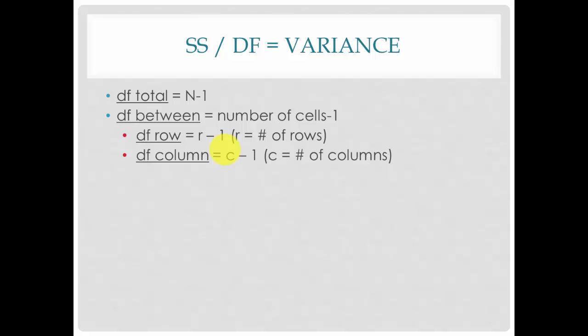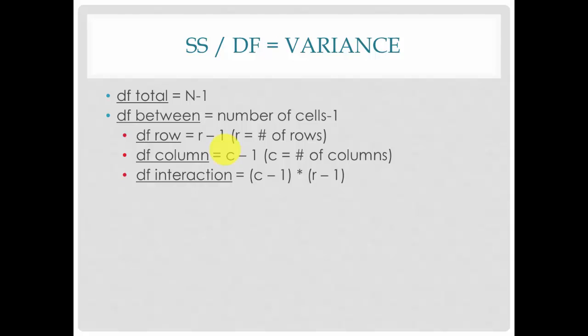All right. The same calculation is done for degrees of freedom column. Remember, that's just your second independent variable, and that's going to be C minus 1, where C equals the number of columns. So if you have 2 groups in your second independent variable, it will be 2 columns minus 1, so degrees of freedom would be 1. If you have 3 groups in your second independent variable, it will be 3 columns minus 1, so degrees of freedom would be 2 in that case.